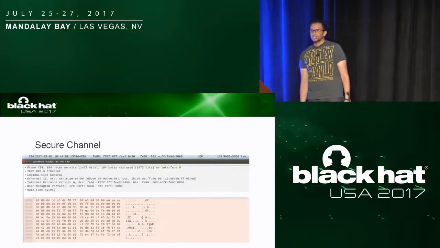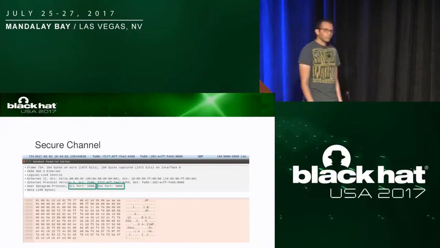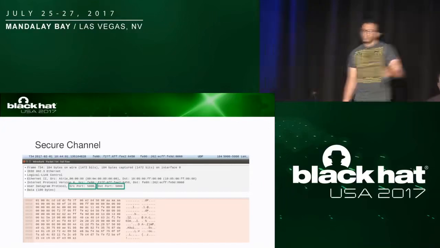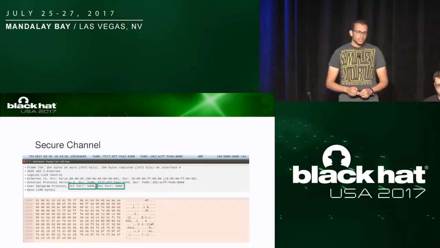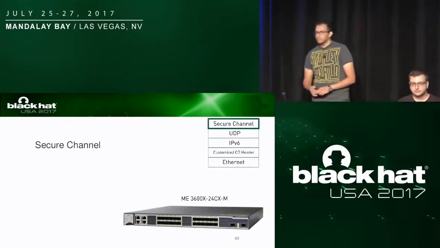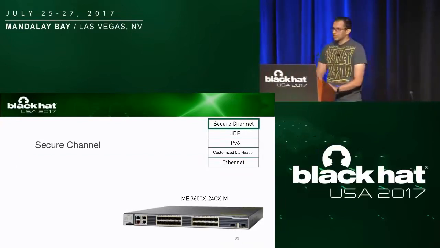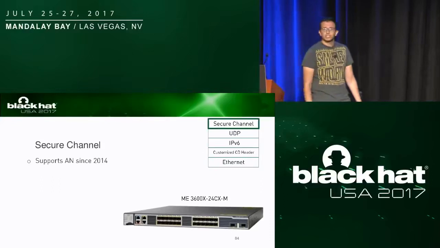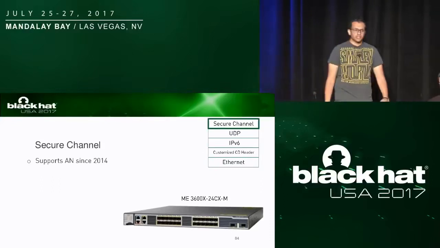From Wireshark, here it is. We can know that this is a DIKE because of the ports. But how do we know what's running inside the header or inside the tunnel? Well, maybe the solution for this problem can be this device. This is an ME3600X. This is one of the first devices that supports autonomic network. It started in 2014.